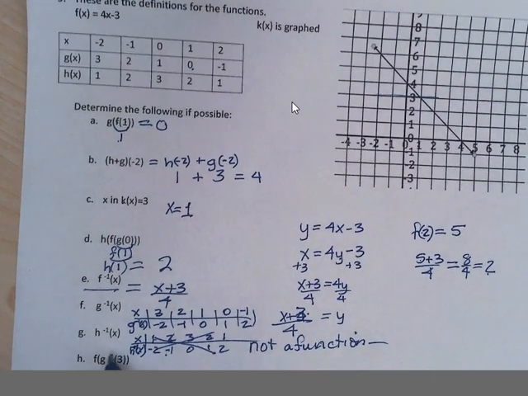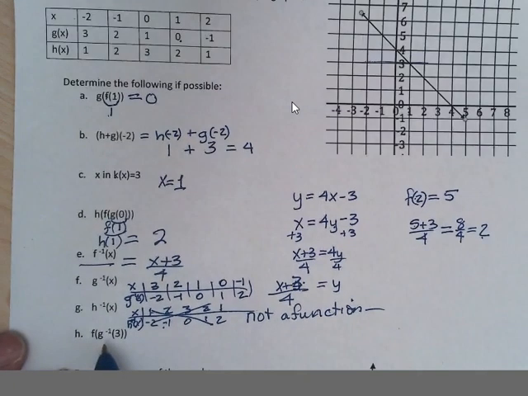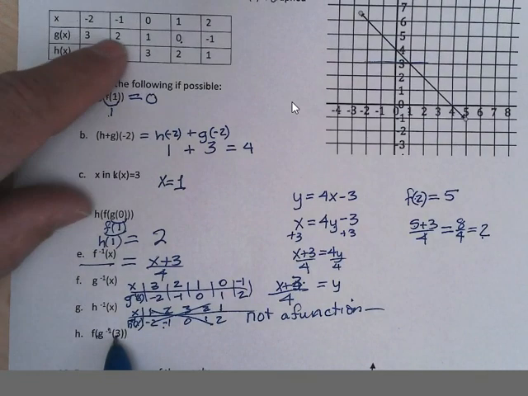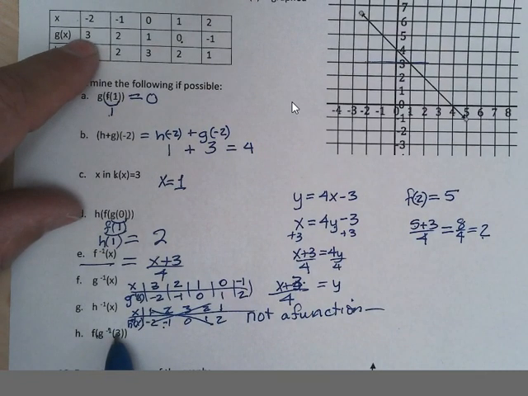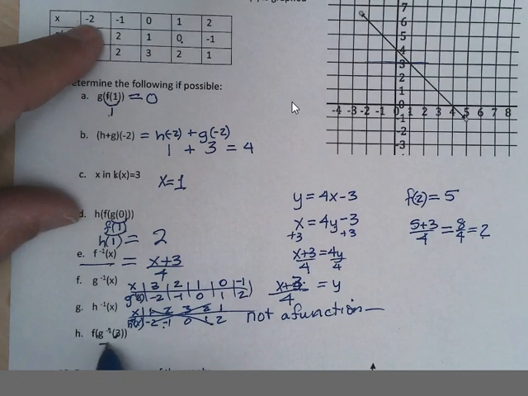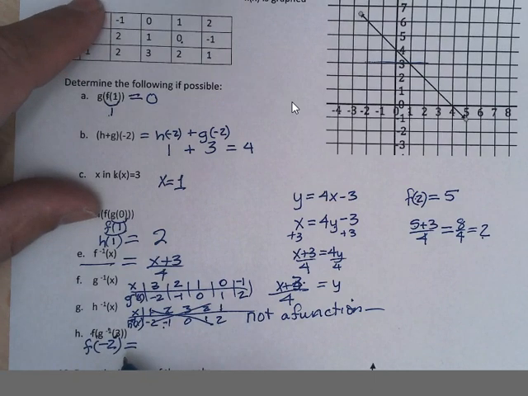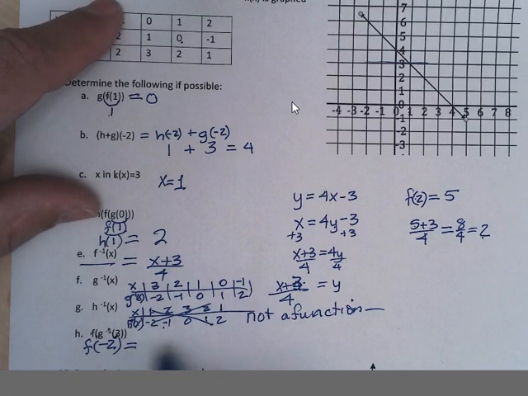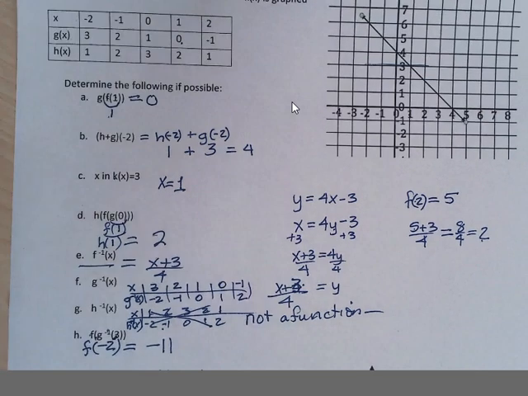And now we've got to do f inverse of g inverse of 3. So we go to g, find 3, and go backwards, and we get minus 2. And then we have to do f of minus 2. And 4 times minus 2 is minus 8, minus 3 is negative 11.